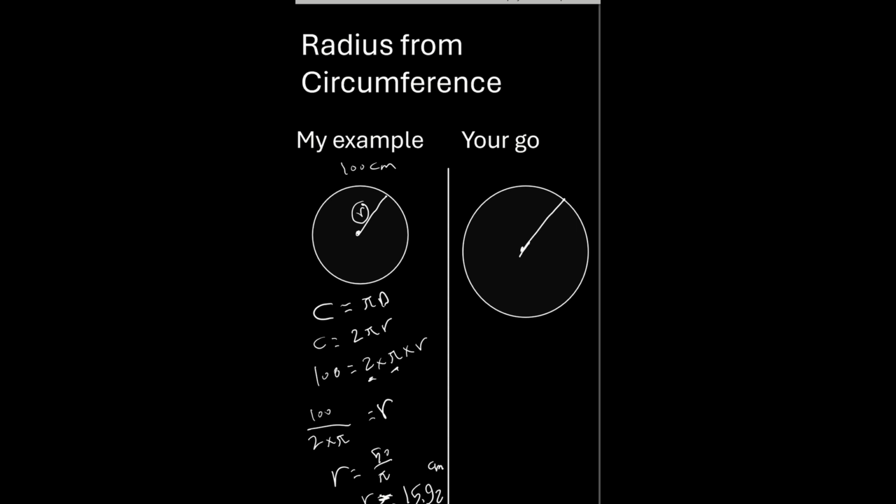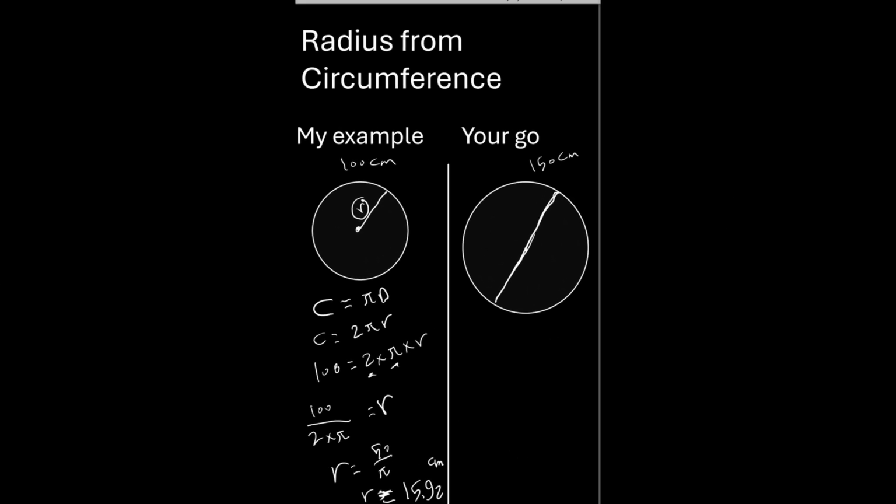Okay, so I got that, and now it's your turn. I want you to get me the diameter, and the circumference is going to be 150 centimeters. Give that a try and let me know what you got in the comments.